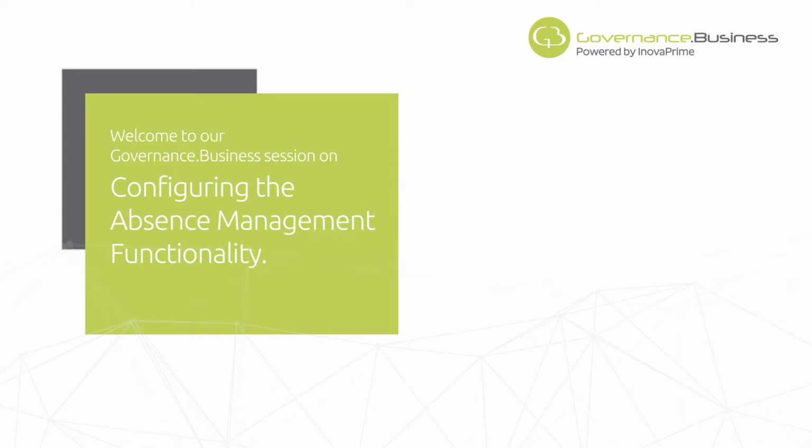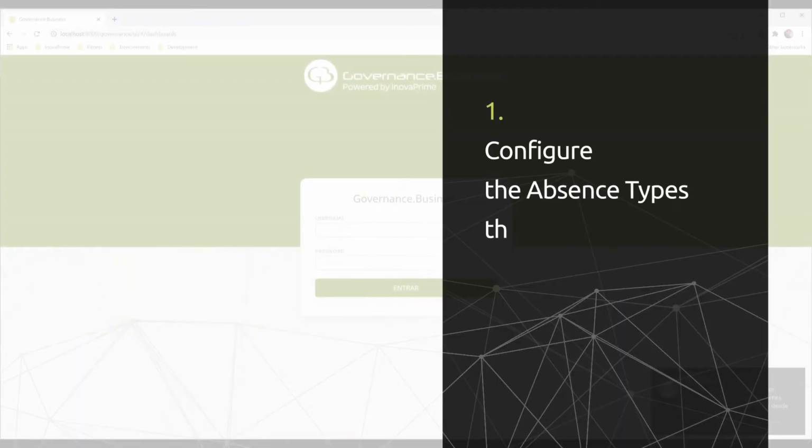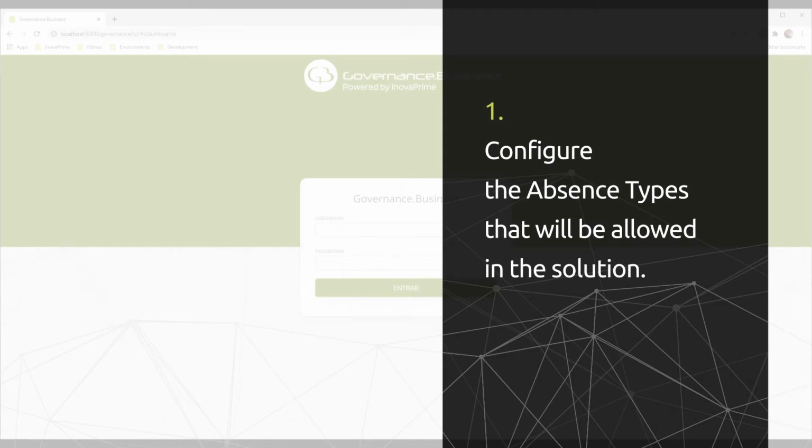The configuration of absence management has three parts. Configure the absence types that will be allowed in the solution. Secondly, configure the absence policies containing the different rules to be applied. And the last one is to associate those absence policies with the different users. So let's then start configuring the different absence types.